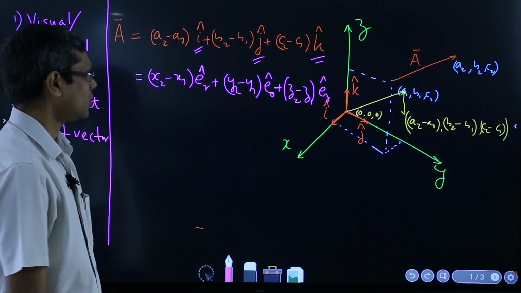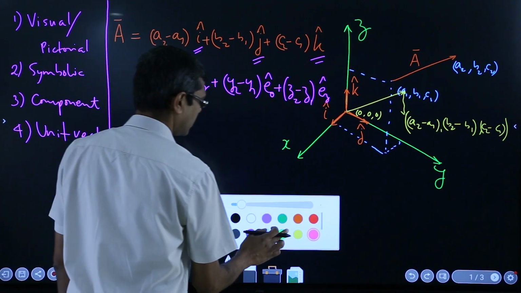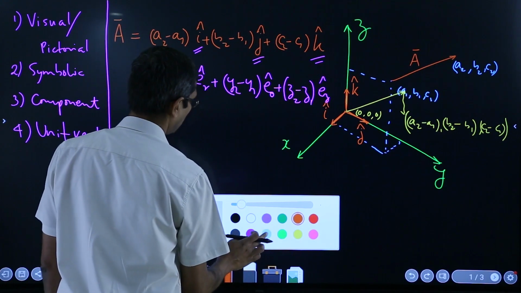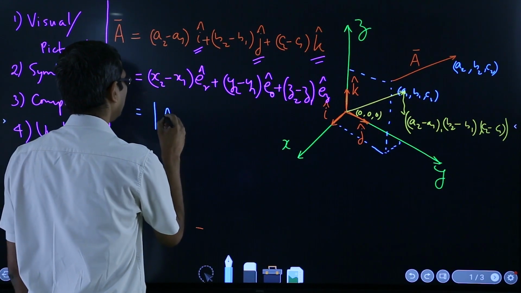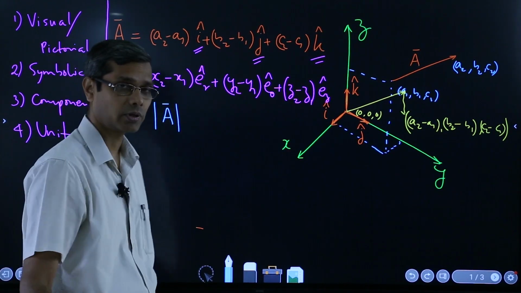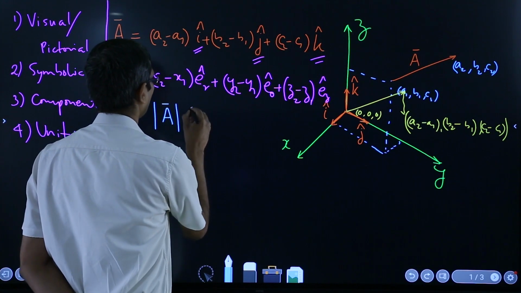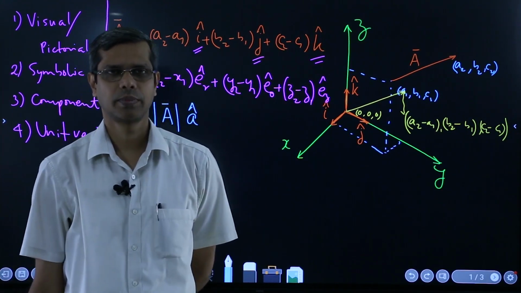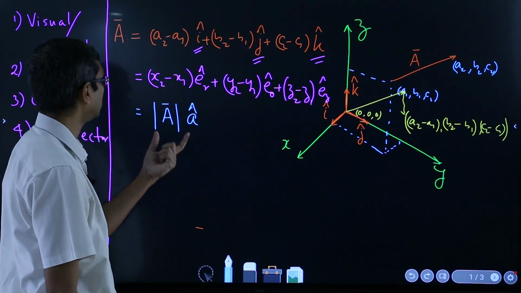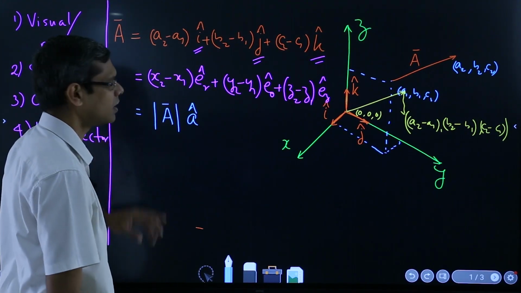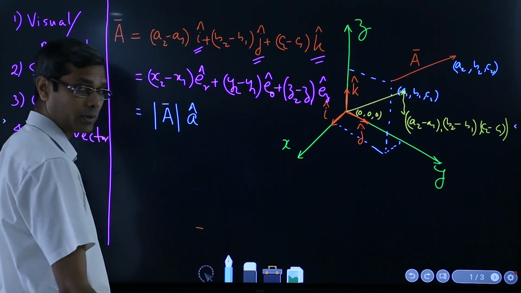Okay. Now what do I mean by that? What you can do is represent the same vector as the unit vector of A, the magnitude of A times a unit vector in that direction. Please note that this is a very powerful representation of any vector, and you will be using this infinite times in the process of solving numerical examples.